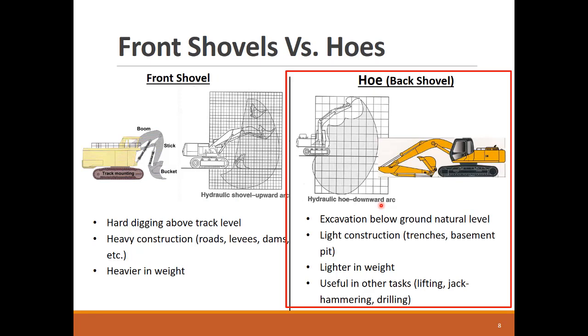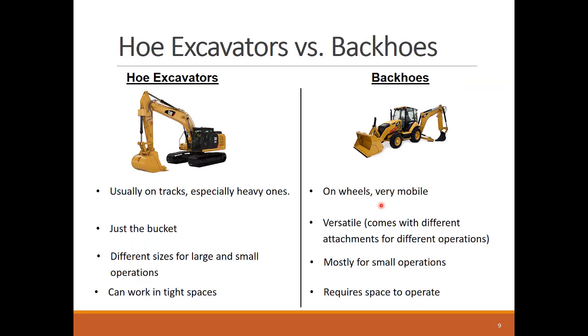After comparing between front shovels and hoes, let's focus on hoes and their production estimation. Let's compare between the traditional hoes and the backhoes. Traditional hoes are heavier and usually on tracks. Backhoes were designed to provide more mobility and versatility at the expense of the ability to deliver large production rates.